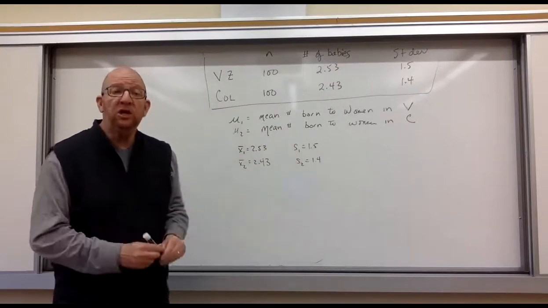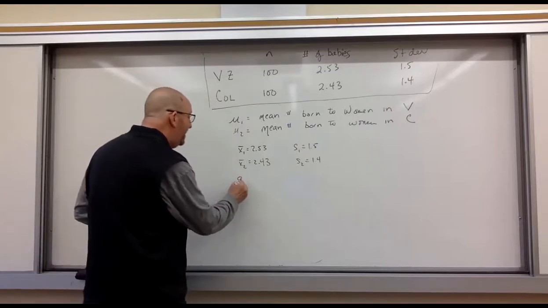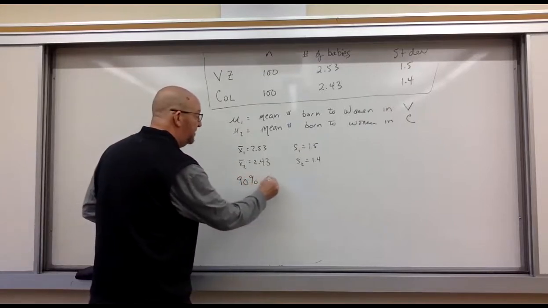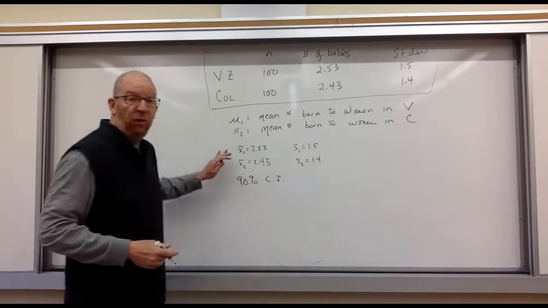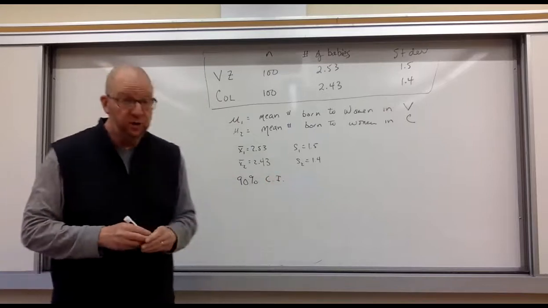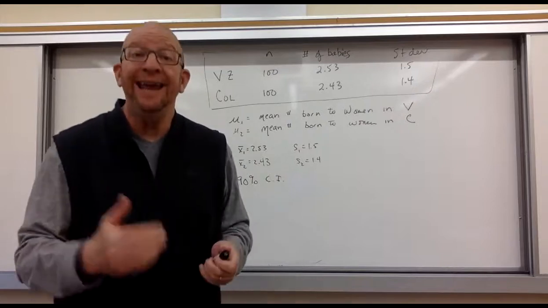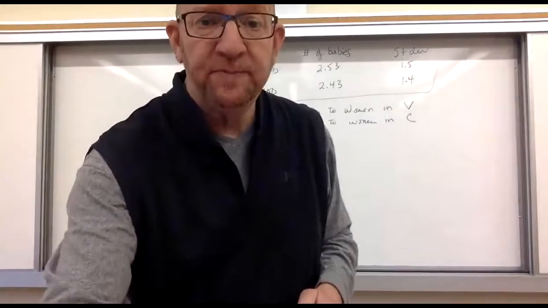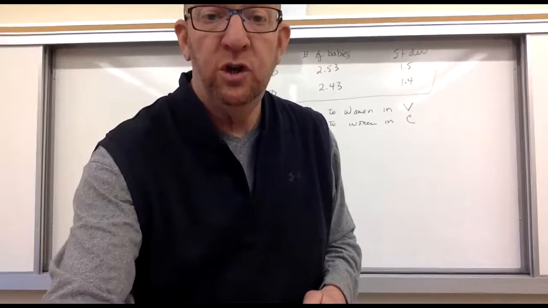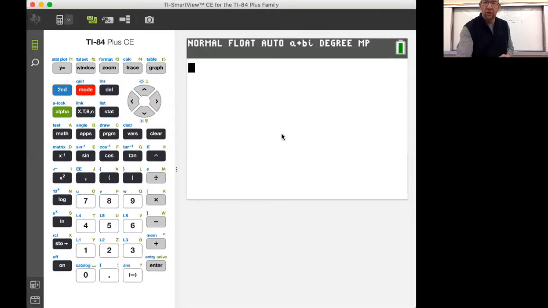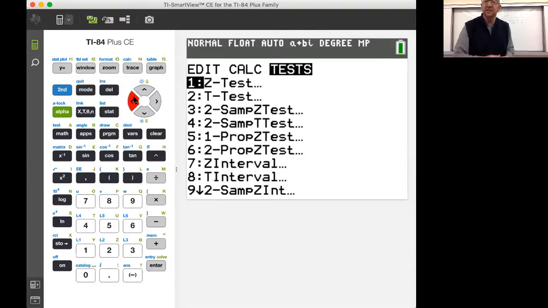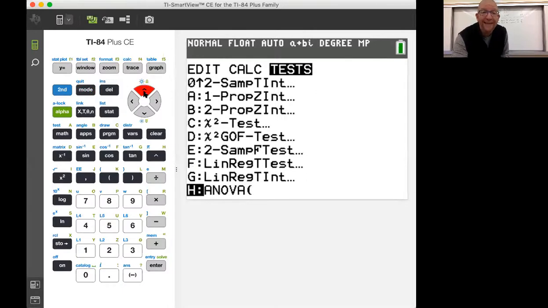The first thing we're going to do is set up a 90% confidence interval. This is all the information we need. We're going to do this on our calculator. Let's take a look at that now. As you recall, we go to the calculator, then STAT TESTS. And remember what we look for? That's right, the 2-SampTInt up here.